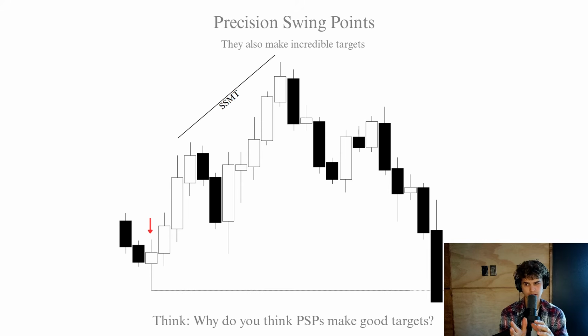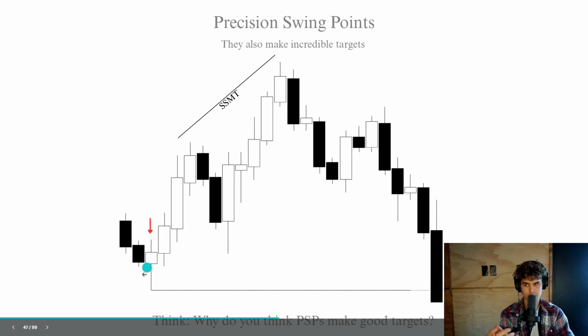Why do they make good targets? Just to skip right to the why. All right, they are incredible targets, but why? If you're looking to enter, every entry is an exit, every exit's an entry, right? Makes sense? So if you're looking to enter a trade, you would want to long once price got to here. But if you were in a short, you'd want to exit once price got to here.